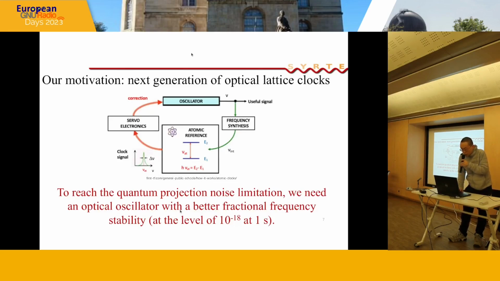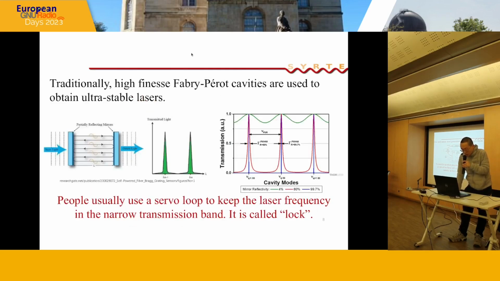To reach the quantum projection noise limitation, which is a natural limitation in the two-energy-level system in the atomic clock, we need an optical oscillator with a fractional frequency stability at the level of 10 to the minus 18th power at 1 second. Traditionally, ultra-stable lasers are made from high-finesse Fabry-Perot cavities.